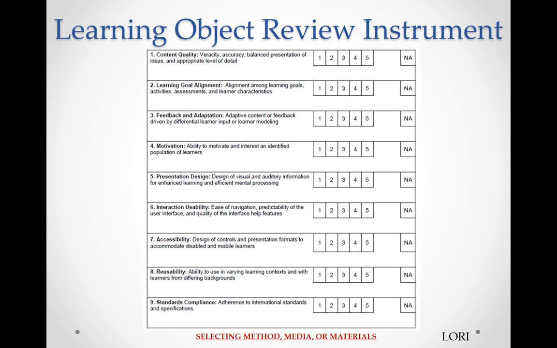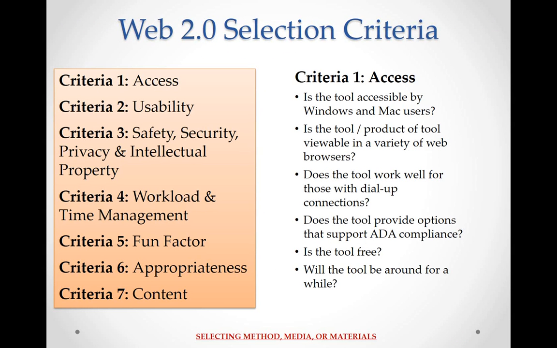Now we're going to move over to the Web 2.0 selection criteria. And you're going to see a lot of things that tend to overlap. Now here there are 7 criteria: access, usability, safety, workload, time management, the fun factor, appropriateness, and the content. First of all, looking at the access. Once again, we see some of the same things we saw in the LORI.